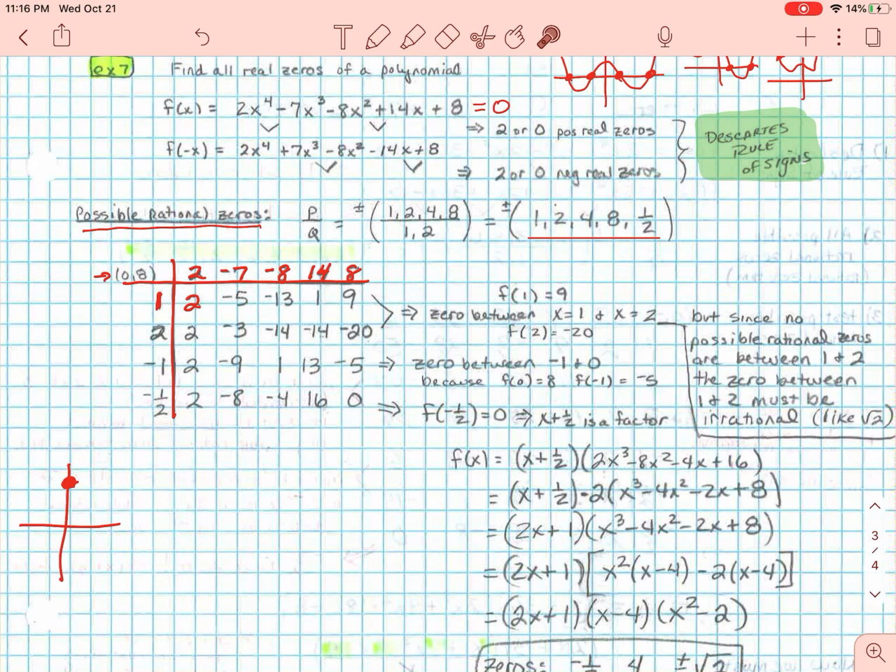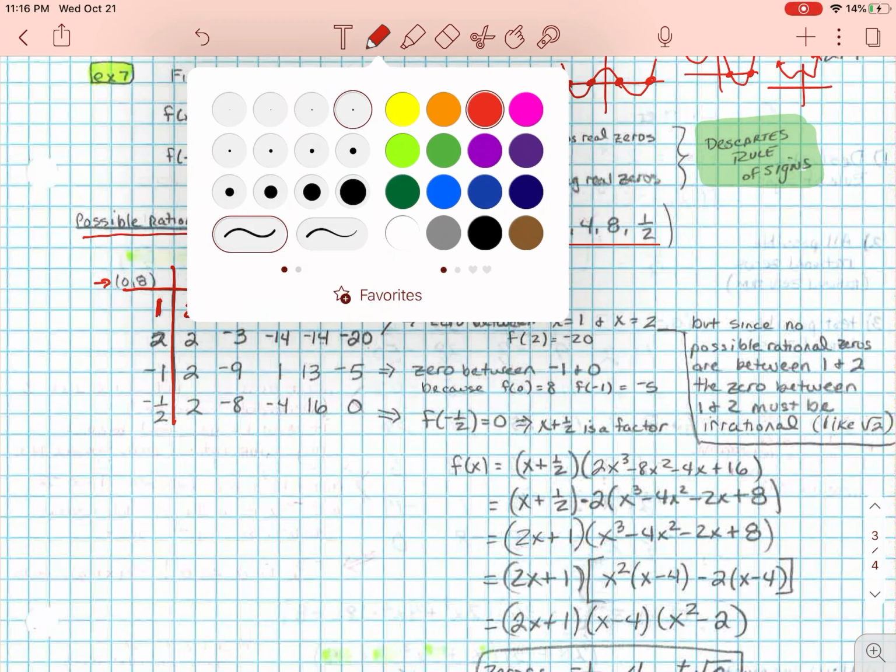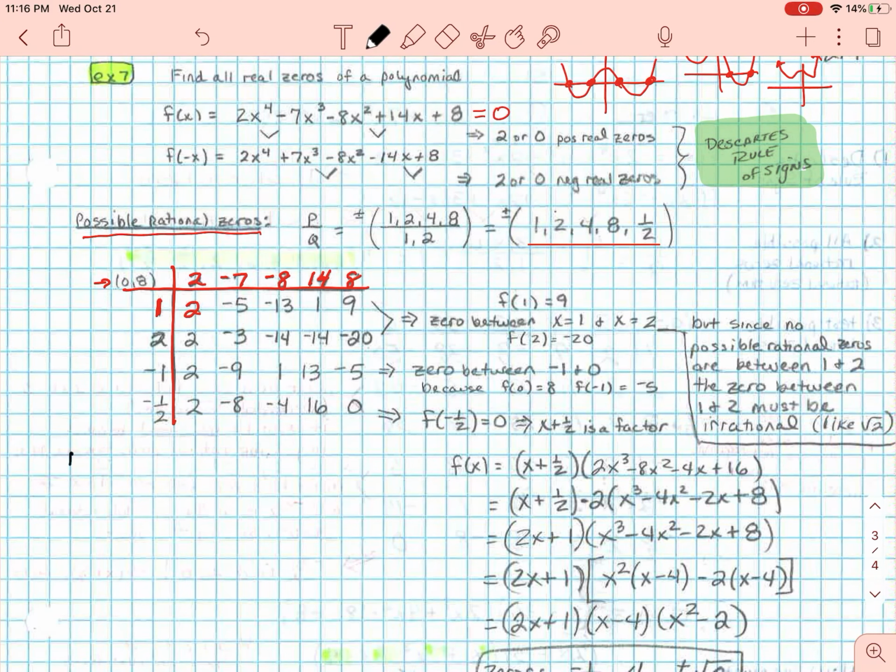And so if you plug a 1 in, I'm going to redo this here and make it look a little bit better. Let's say that's 2, 4, 6, 8. So we know the y-intercept was 8. And now we know f of 1 is 9, so it actually went up higher, didn't it? And so now we try our next number.